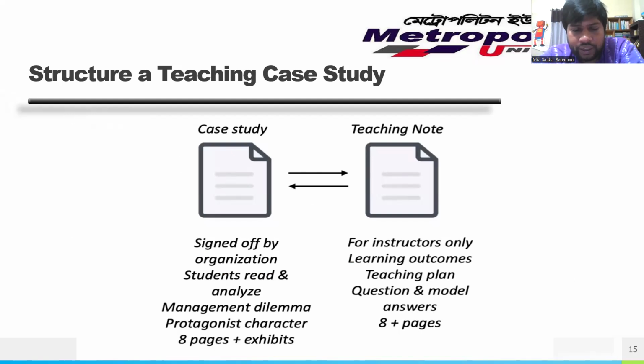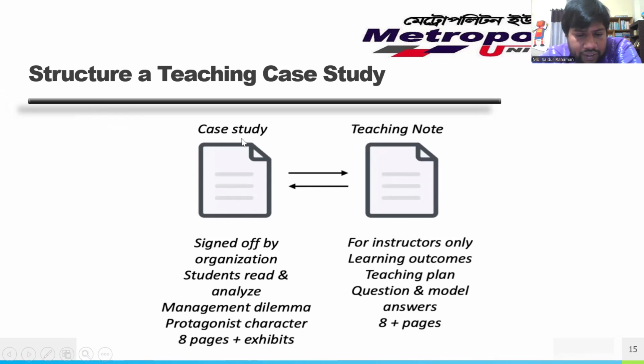While we draft our working teaching case study title, it's time to move on to writing the case, or knowing something about how to draft or write the teaching case study. In the case of a teaching case study, there are two parts. In the first part, we can see the case study, and in the second part, you can see the teaching note.